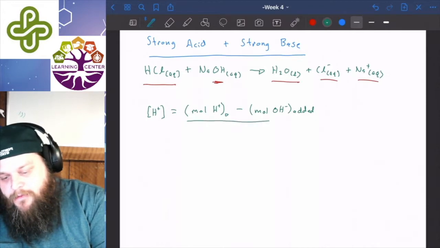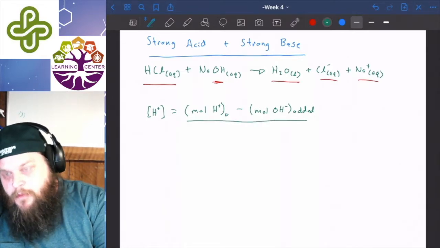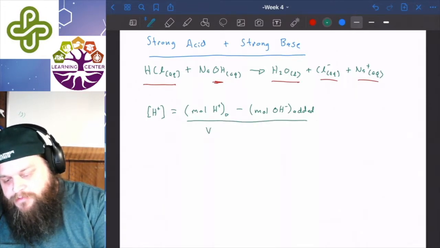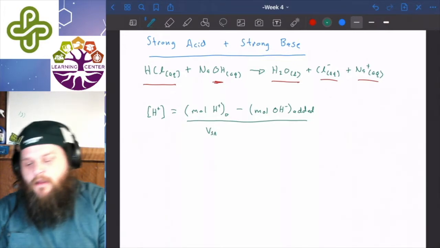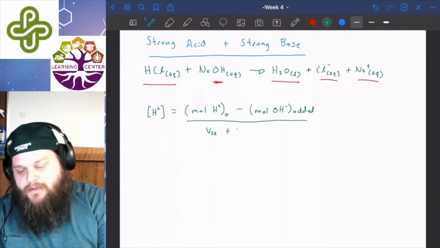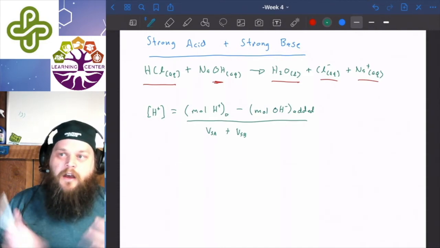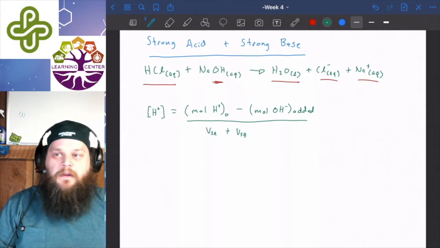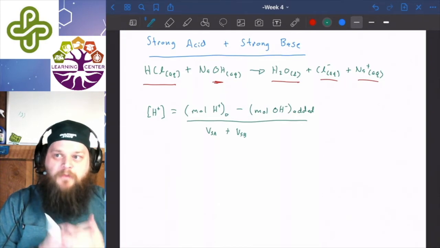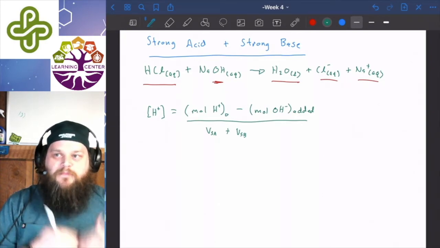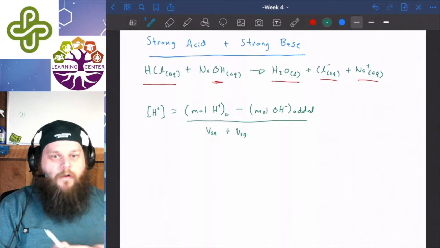And then we need to divide that by the volume of our strong acid, the initial volume we had, plus the volume of the strong base, the amount of water we added to that, because the concentration of hydronium is always going to be the number of moles of hydronium ions divided by the total volume of the solution.